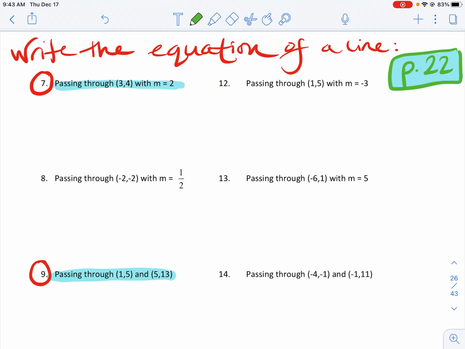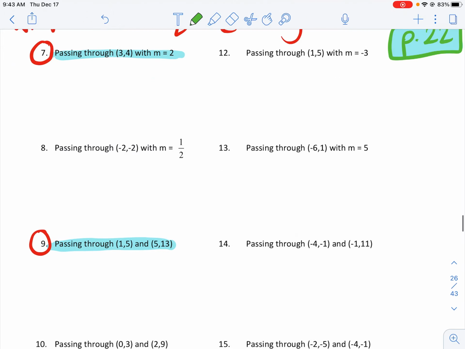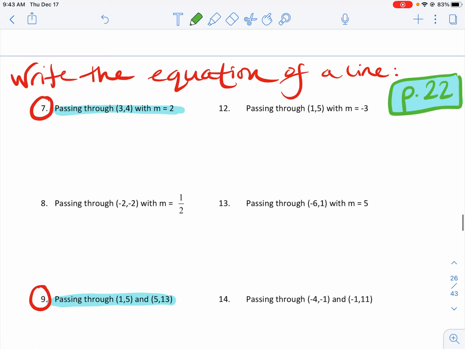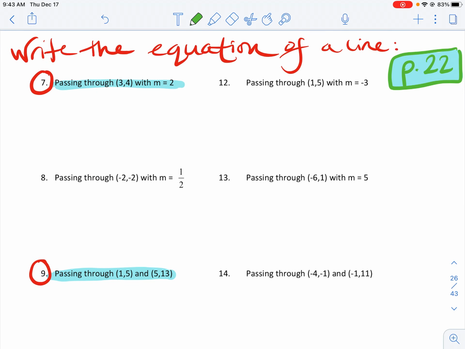So we're on page 22. The directions are write the equation of a line. And just heads up, I picked a whole bunch of questions between 22 to 25, so just stay with me. On number 7, we have an x and a y. So we're going to make our little table here: y, m, x, b. Okay, and we're going to fill in what we know. We know that y is 4, m is 2, and x is 3. We want to find b.